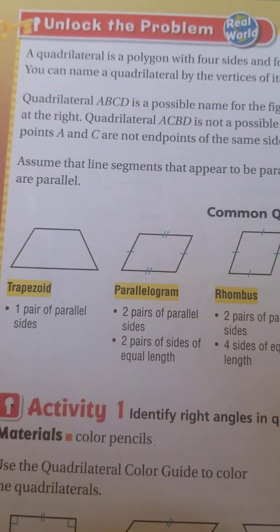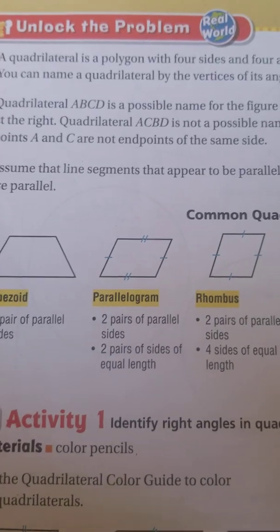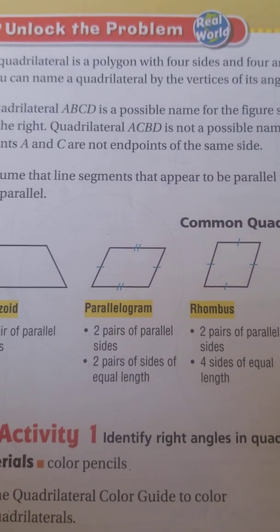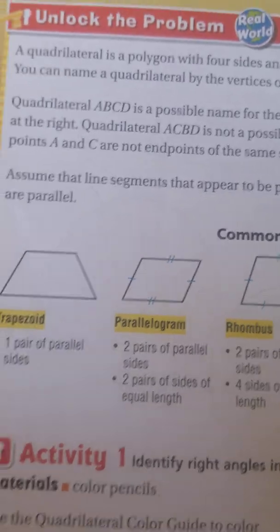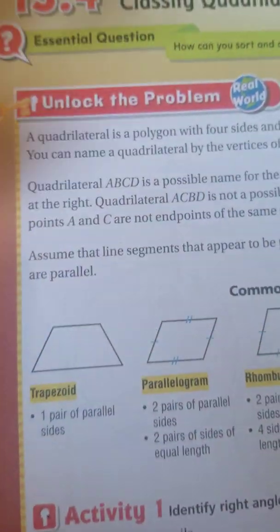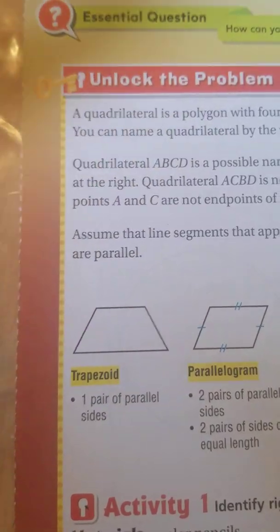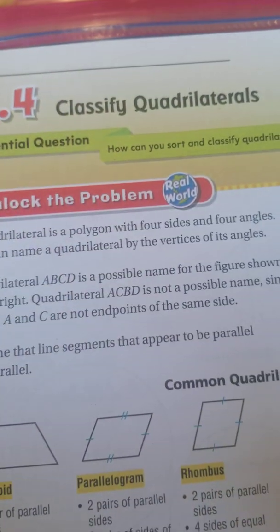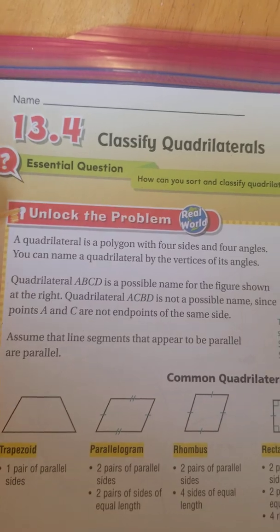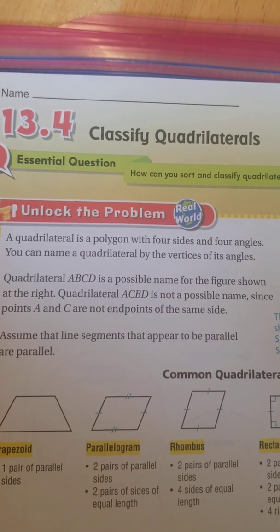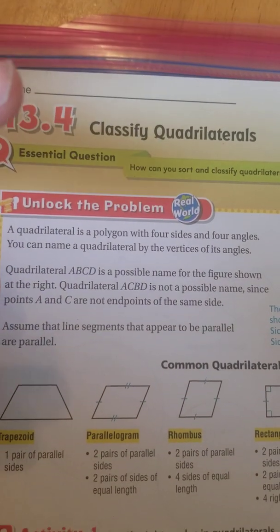We are going to continue talking about geometry. Today we're going to look over classifying quadrilaterals. So here we have the trapezoid. Okay, you can see he's got four sides. A quadrilateral, up here at the top, is a polygon with four sides and four angles. So quadrilateral, four-sided figure.